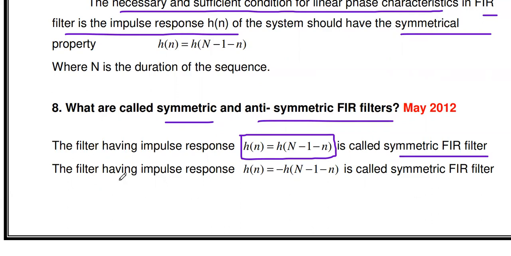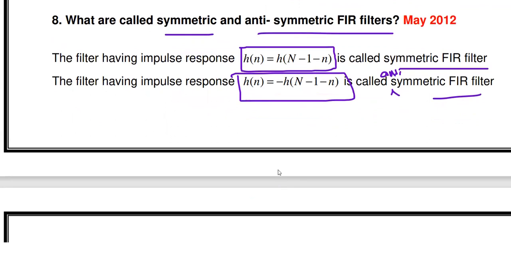Then a filter having the impulse response h of n equal to minus h of N minus 1 minus n is called an anti-symmetric FIR filter. Symmetric means h of n equals h of N minus 1 minus n. Anti-symmetric means if the impulse response h of n is equal to minus h of N minus 1 minus n, that is the condition for anti-symmetric FIR filters.